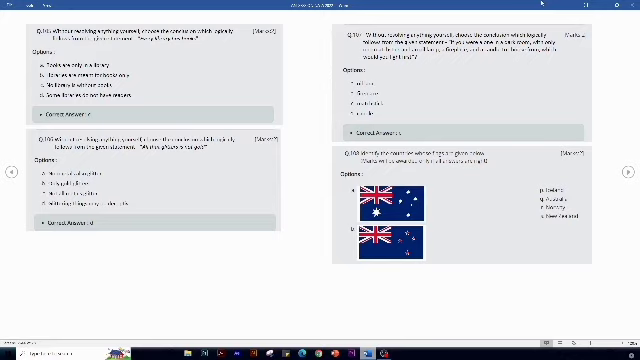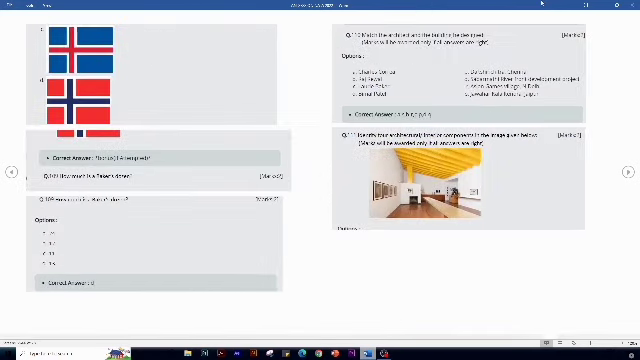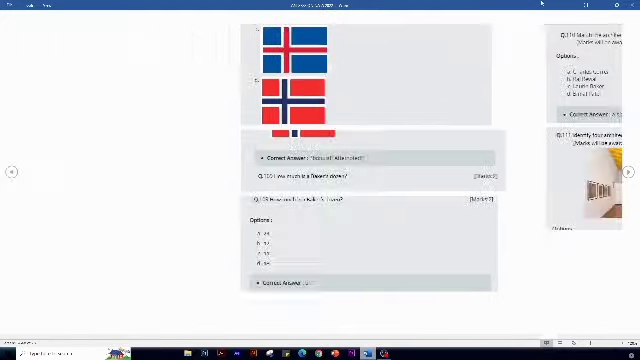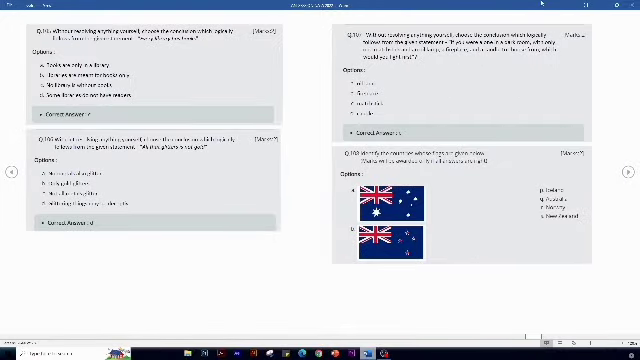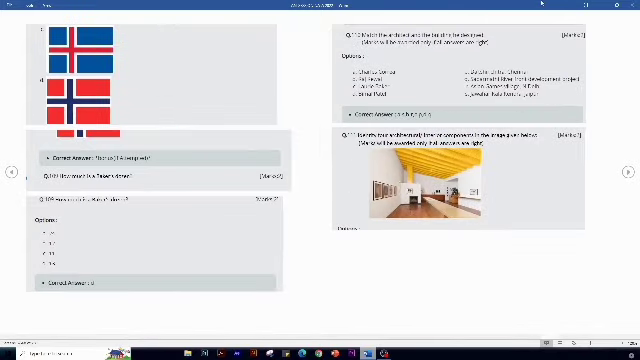Going on to next question. Identify the countries whose flags are given below. The first one is basically the flag of Australia. So A goes with Q. Second one is the flag of New Zealand. That is B goes with S. C is the flag of Iceland, and D is the flag of Norway. So the answers are A, Q, B, S, C, P, and D, R. Going on to next question.